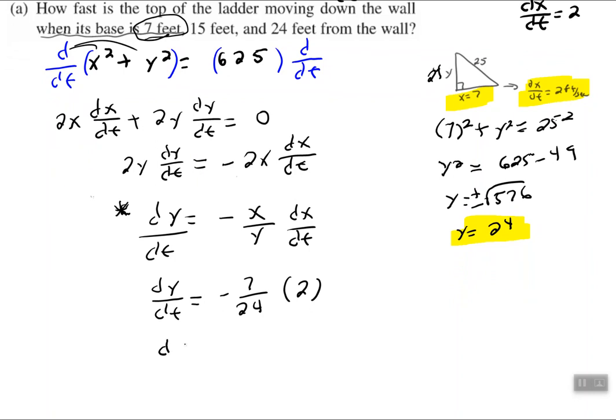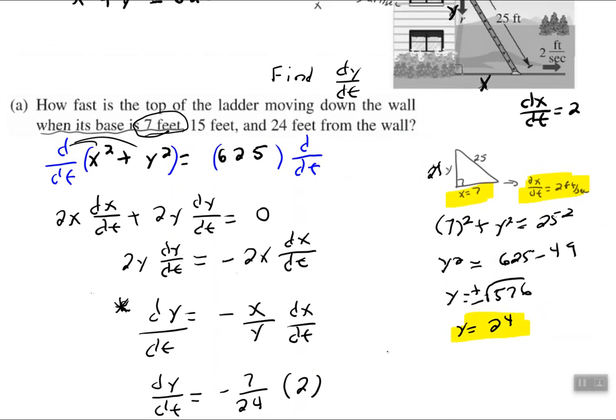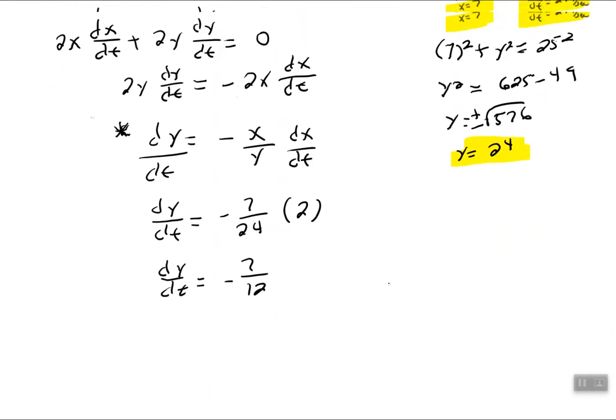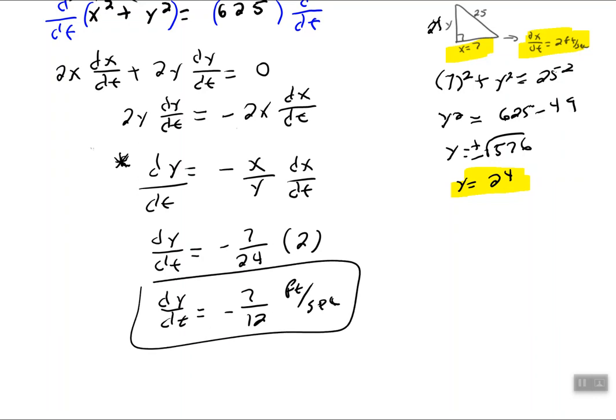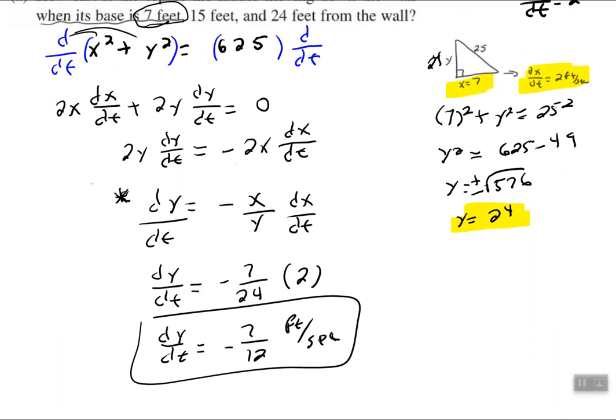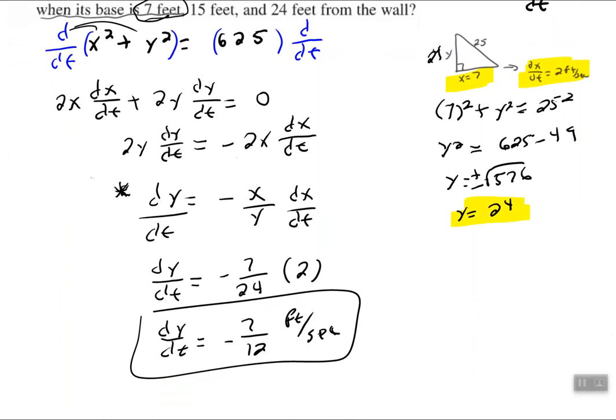All right, so dy/dt is equal to negative 7/12, and that was feet per second. Yep, feet per second. So negative 7/12 feet per second. All right, so when the base is 7 and the ladder is being pulled away from the wall at 2 feet per second, then the rate that the ladder is coming down the wall with respect to time is negative 7/12 feet per second.